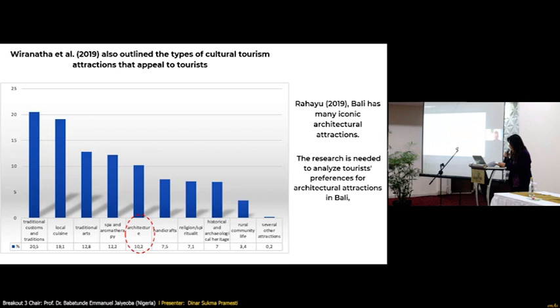Even though Rahayu's research states that Bali has many unique and attractive iconic architectures that can only be found in Bali and attract tourists. Based on this insight, the research aims to explore tourist preference for architectural attractions in Bali. It is important to determine whether tourists like architectural attractions and what makes them like or dislike them. We need to make an effort to increase visits.